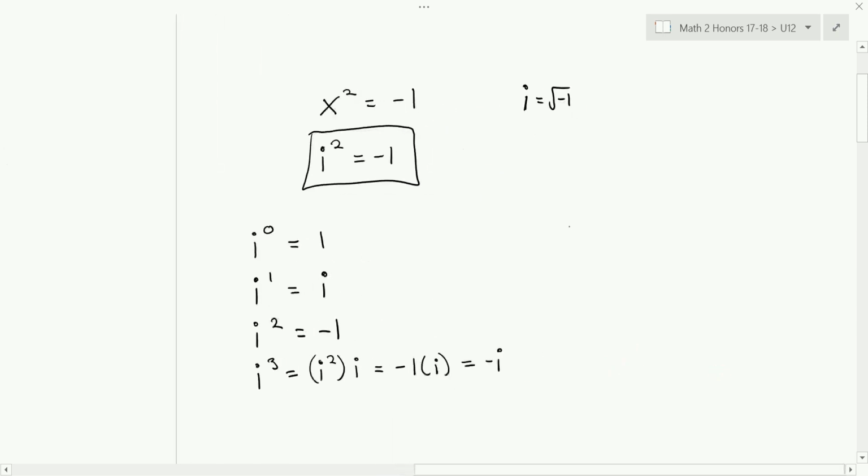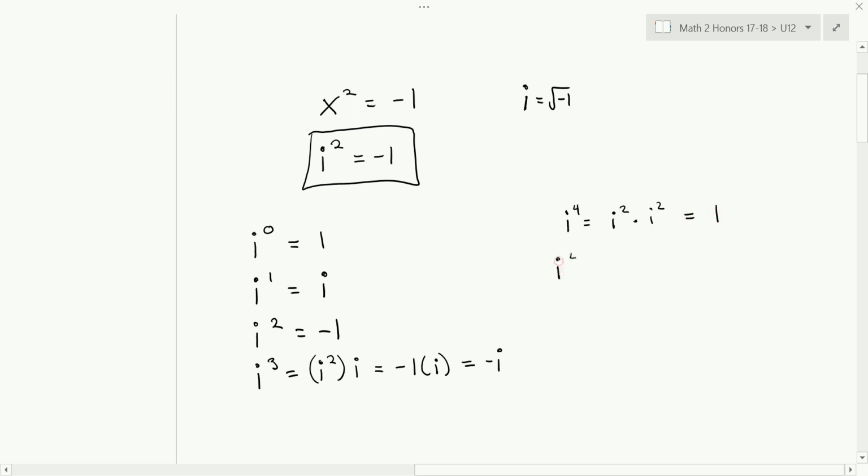If I want i to the fourth, well, what would that be? 1. How do you know? Yeah, it's i squared times i squared, and i squared is negative 1. So negative 1 times negative 1 equals 1.